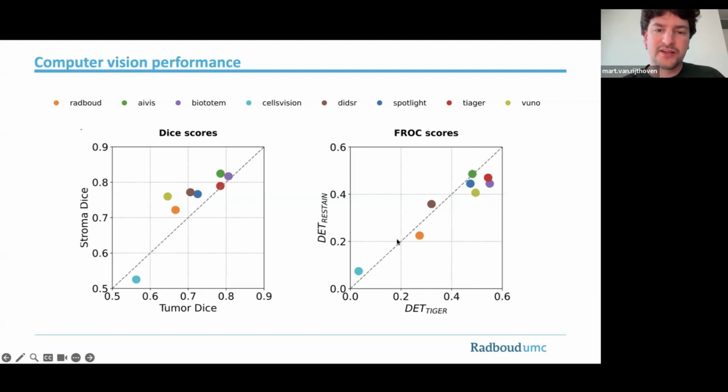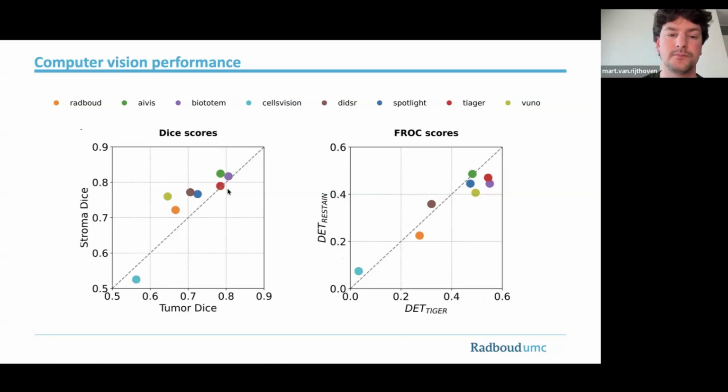So that's a nice result. One thing to note here is Cells Vision. That team scored a bit less, but we will see actually that they are doing pretty well on the survival leaderboard. And the reason why they are doing not so well is not because they have a bad model, but also looking at the results they had, something went wrong in the processing.